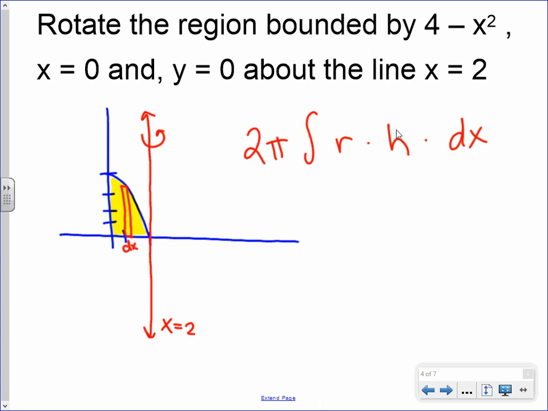Our height is going to remain the same for our shells no matter what. What is the height of that rectangle? In this case, the height of this rectangle, we would say, is what, Will?